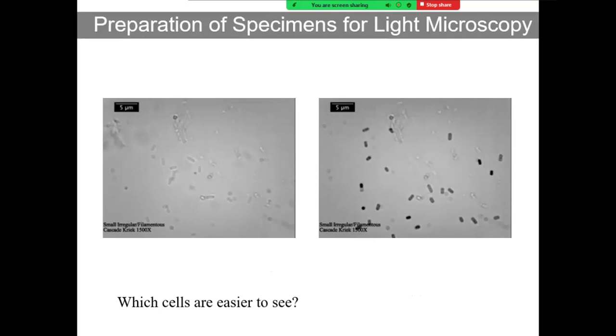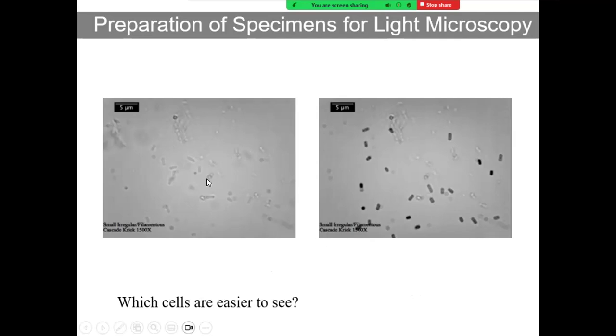Here we're looking at two specimens using the light microscope. Specimen here where the cells are not stained, and there where the cells are stained. Which cells are easier to view? The cells on the left or the cells on the right? Cells on the right. Right. The ones on the right. And that's simply because we have stained the cells.